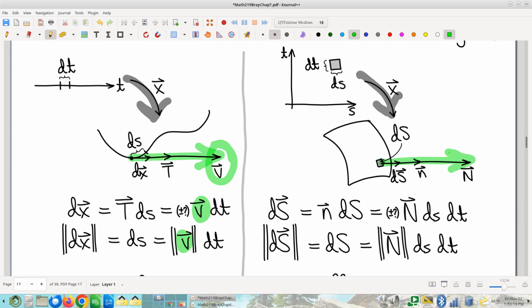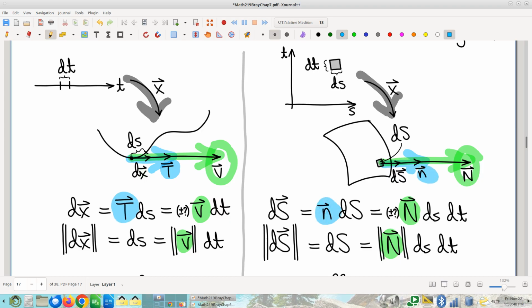A little bit of a stretch, right? But that n, notice it shows up in exactly analogous places in the surface integral formulas as v did in the line integral formulas. Okay, we can talk about the unit vector pointing in that direction: unit tangent vector, unit normal vector.